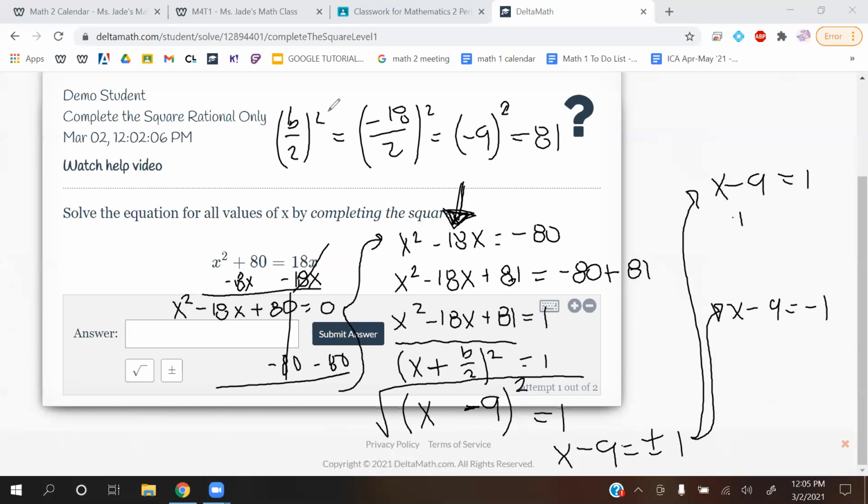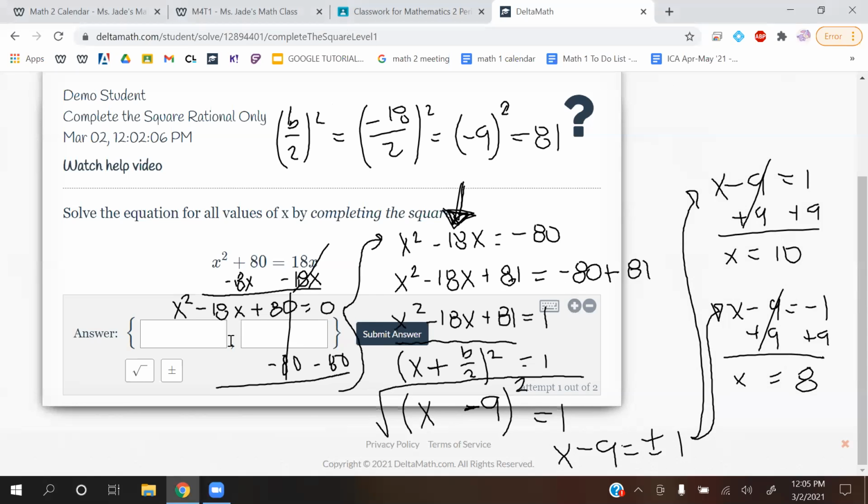Let's solve for the first one. Those cancel. You get x is equal to 10. Solving for the second one, those cancel, and you get 8. So your two solutions are 10 and 8. So I'm going to go ahead and put those in. It doesn't matter what order you put them in, so I'm going to put 8 first and then 10. You could put 10 first and then 8. It really doesn't matter.